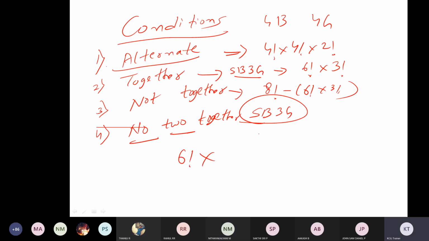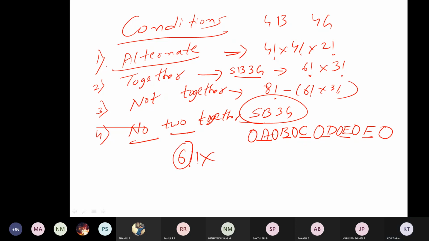And how many portions will be left? 6 people means 1, 2, 3, 4, 5, 6. So 6 people occupied. Now how many portions are left where the 2 girls can occupy? 1, 2, 3, 4, 5, 6, 7. That means always the number of portions will be 1 more than this number. 7P2. Understood? This is the last concept in arrangement of people.